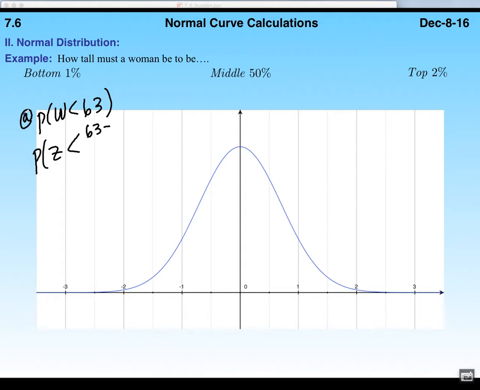The z-score is: take your value, subtract the mean, divide by the standard deviation.